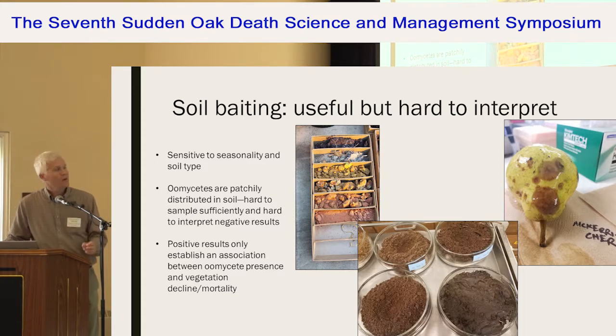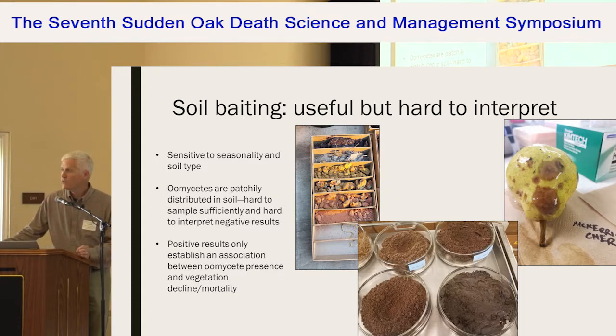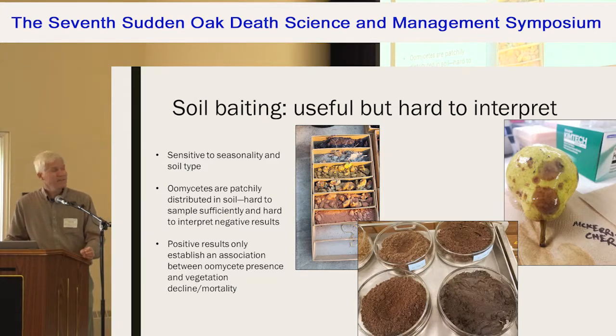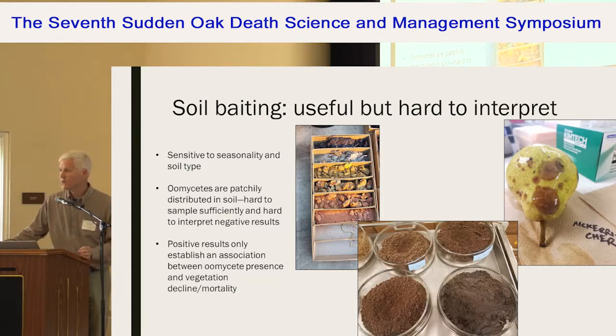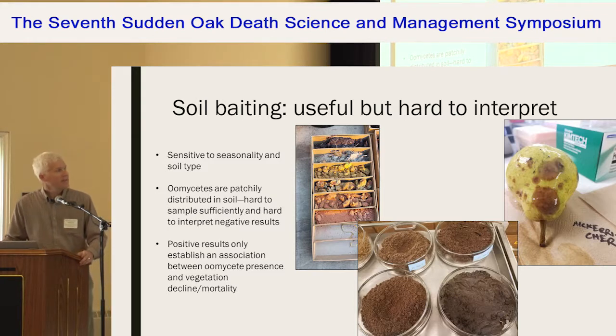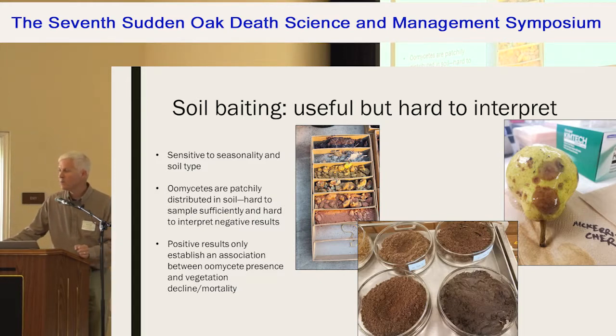It's hard to interpret results sometimes when you get positives from soil baiting, because it's hard to sample volumes of soil sufficient to really give us a good picture of what's going on at scale. And it's also hard to interpret negative results because of the scale issue and because of the seasonality issue. Furthermore, if you get a positive from the soil, you know that it's in the soil. You don't know what it's doing on trees for sure.